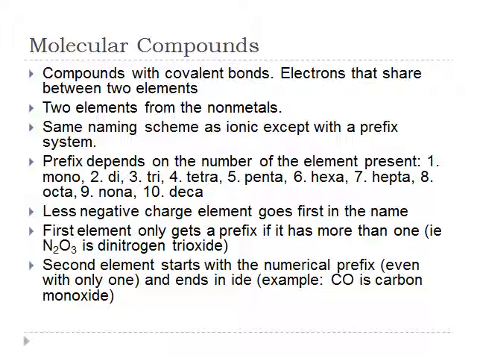Lastly, I'm going to talk about the molecular compounds. These are compounds with covalent bonds, and the electrons are shared between the 2 elements. So these 2 elements are usually nonmetals. And the naming scheme is very, very similar to the ionic compounds, except with the inclusion of a prefix system. And the prefix depends on the number of the elements present.